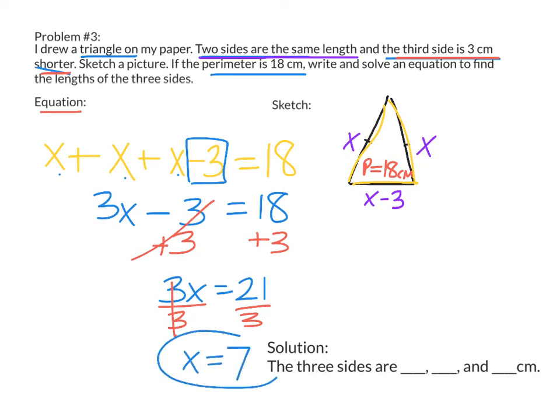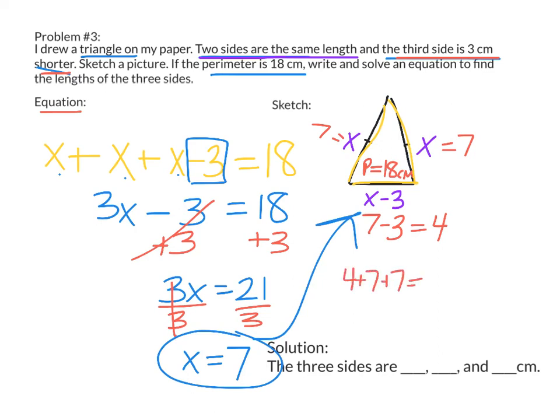Using this information, now we're going to put that back into our picture. We know that these two sides are x, so those two sides are going to be 7. And then our third side has to be 7 minus 3, or 4 centimeters. If we add that together, 4 plus 7 plus 7, we should get 18, and we do. Oops, sorry, not 14. Then we can go ahead and write that in. The three sides are 4, 7, and 7 centimeters.